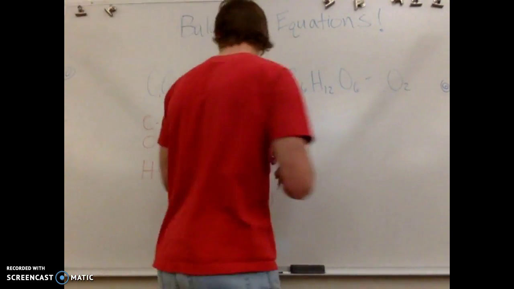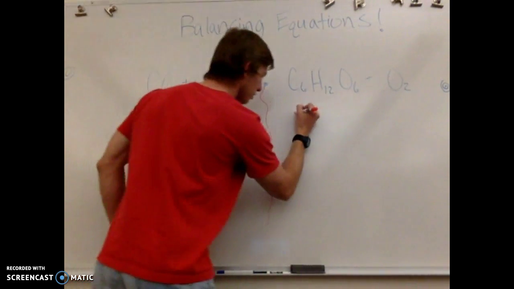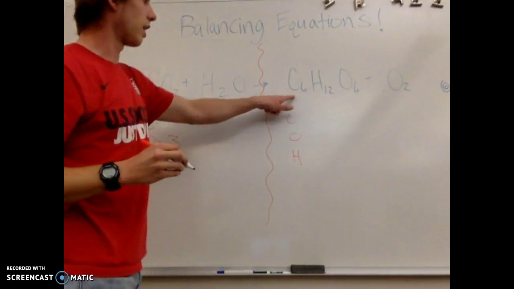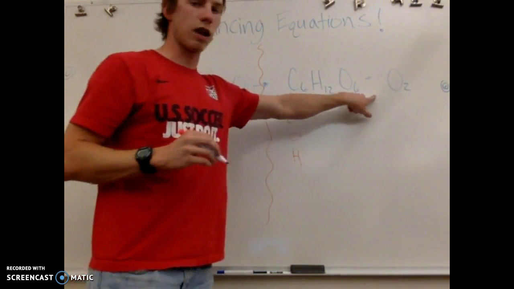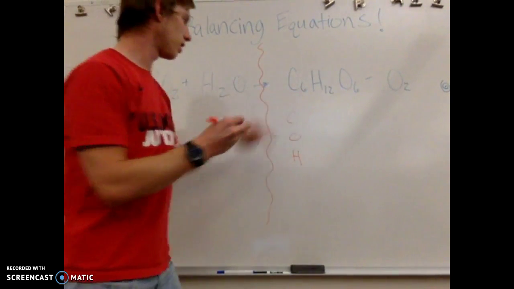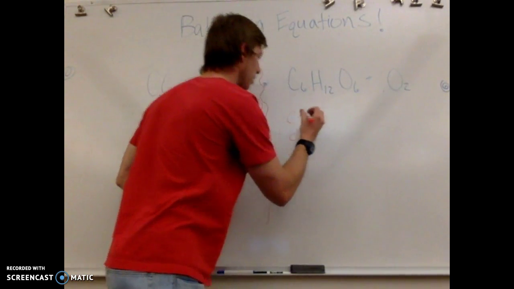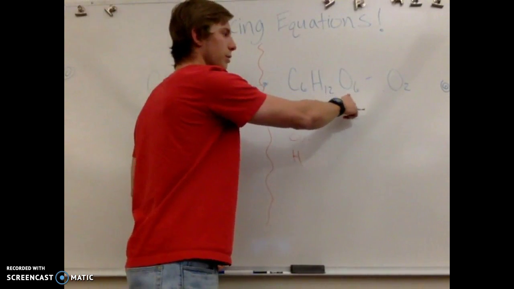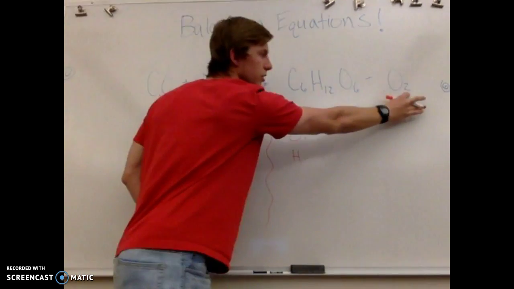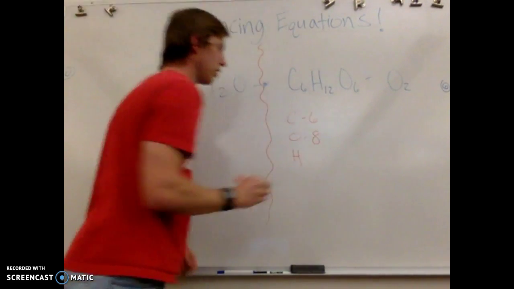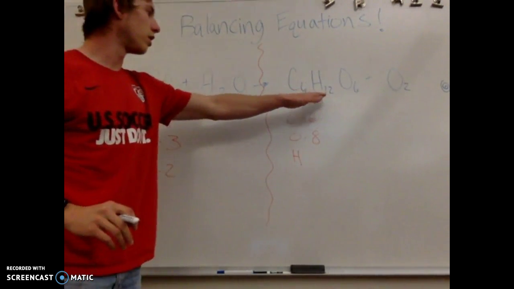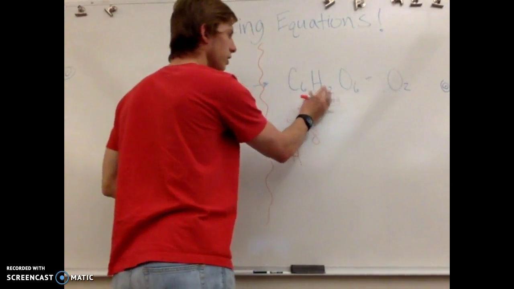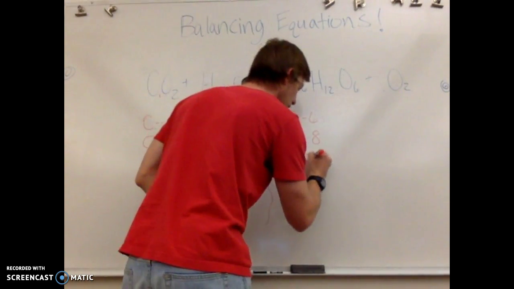Alright, so now we're going to count in the same order. So we got C, O, H. So we're going to count all the carbons on this side, which we have 6, as seen here. Alright, and then we have oxygens. We have some here and some here. 6 plus 2 is 8. And we're going to count our hydrogens, which this is the only place hydrogen is, so we got 12.